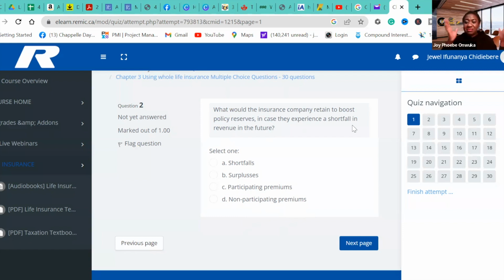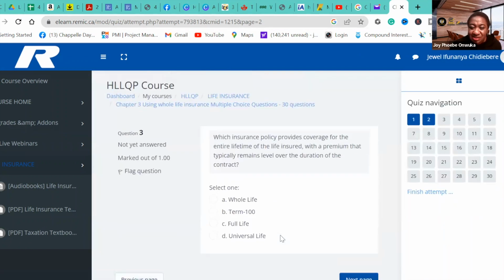I'm just using my general knowledge. The insurance company retains, to boost the policy reserves in case they experience a shortfall, a surplus. When they experience a surplus, they retain it for the future in case they experience revenue shortfalls. So I'm going to go with surplus, and we move on to the next.